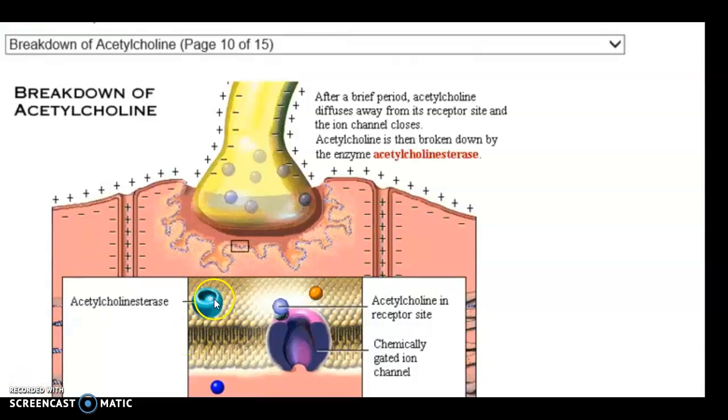Now remember, what are enzymes? They are proteins that either put stuff together, break stuff apart, or rearrange stuff, or at least lower the energy of activation so that can happen. And how can we tell it's an enzyme? Well, enzymes will normally end in ASE. The first part of the name will tell us what it's an enzyme for. So acetylcholine is going to be broken down by acetylcholinesterase.